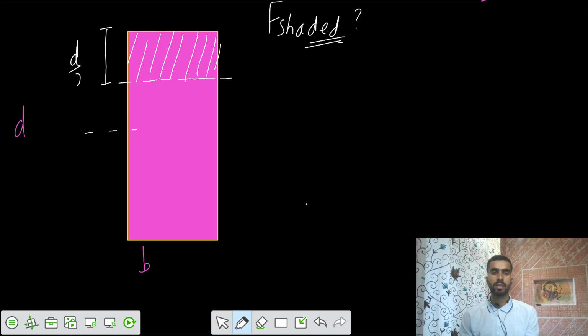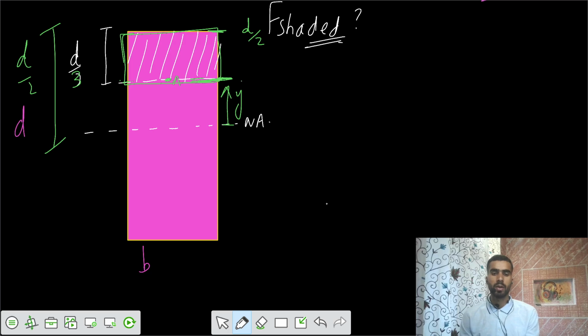So I would say the neutral axis is somewhere here. You have some point A and you take some area above that point A, and the limits of y go up to the maximum value of d by 2. The total is d by 2, and the limit of y goes from d by 2 minus d by 3, that's d by 6. So limits go from d by 6 to d by 2.